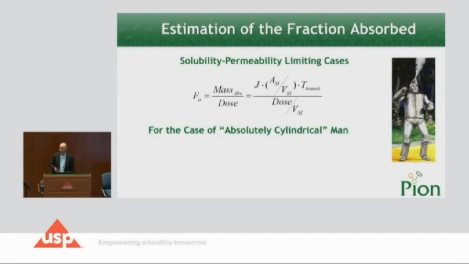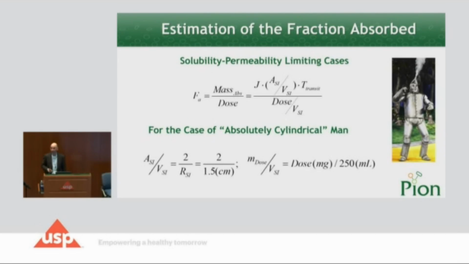Well, for the absolutely cylindrical man, our friend in this case, the area of the small intestine to the volume of the small intestine is just a cylindrical problem. It's 2 divided by the radius of the small intestine. If you consider the radius of the small intestine to be 1.5 centimeters, that's very easy. Now, dose divided by the volume of the small intestine: if we consider 250 milliliters our magic volume, then it's again very simple. You divide your dose by 250 milliliters.